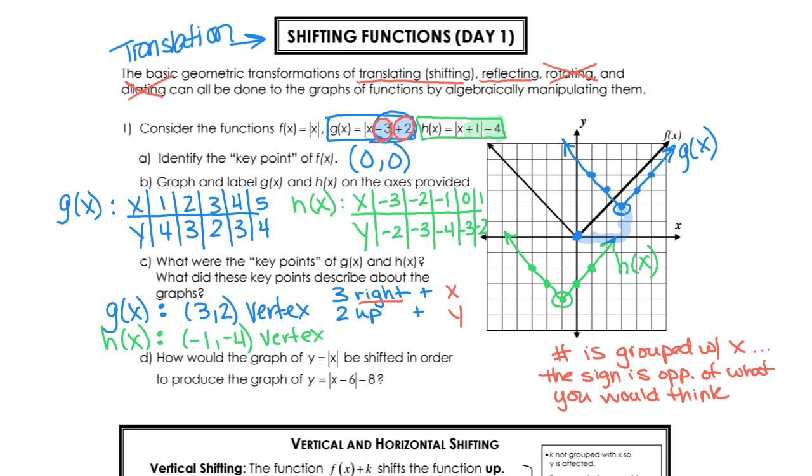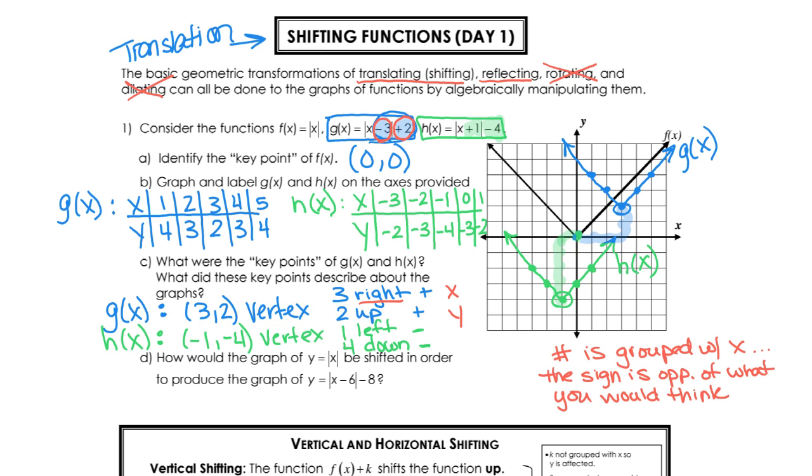So if we look at h of x and we go back to our original, which is here in the middle at the origin, this one went to the left one. So one left. And then it went down 1, 2, 3, 4. So 4 down. Okay. So when we say to the left, I would think that that is subtraction. Okay? And 4 down, I would also think is subtraction.